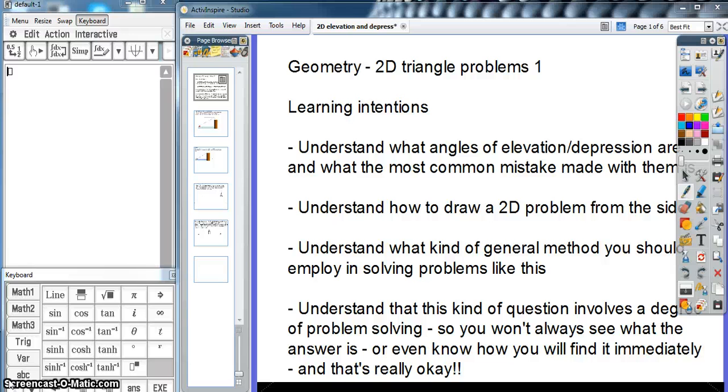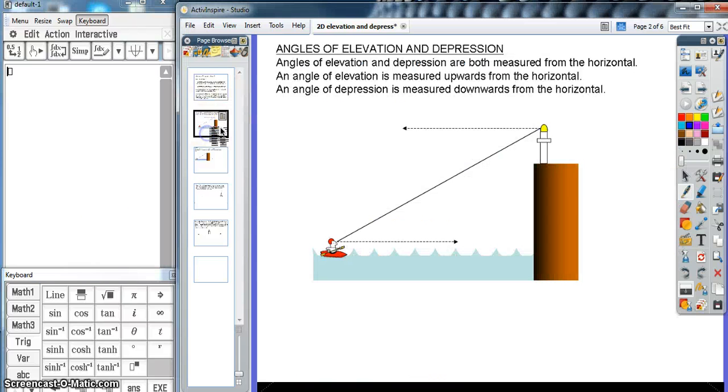Understand what kind of general method you should employ in solving problems like this, and also understand that these kinds of questions involve a degree of problem solving, so you won't always see what the answer is or even know exactly how you're going to find it immediately, and that's okay. The more of these questions you do, the more comfortable you'll be with that. And we're going to start with angles of elevation and depression.